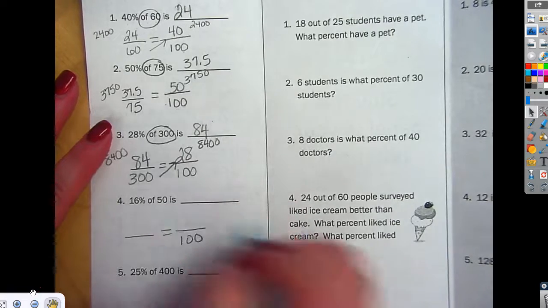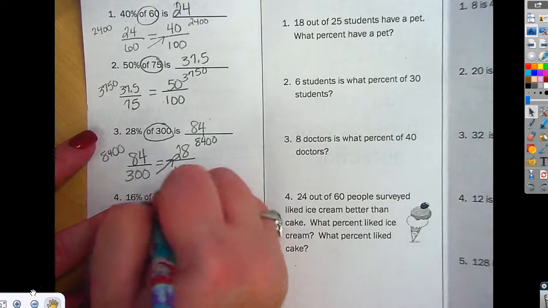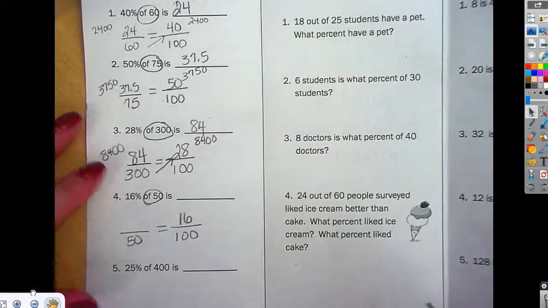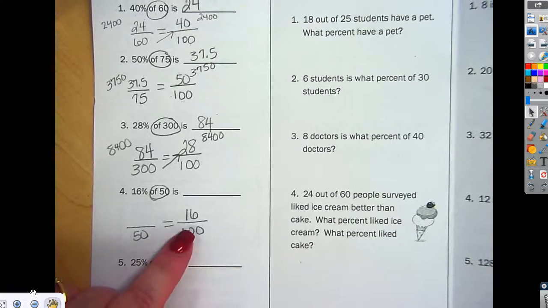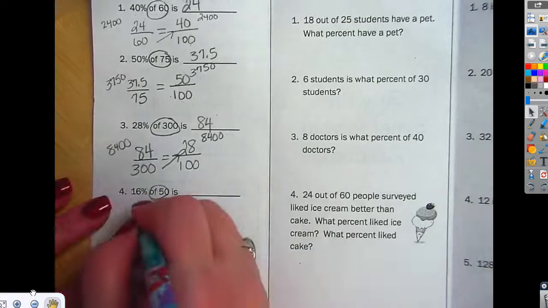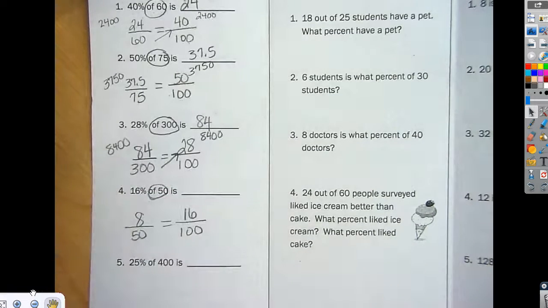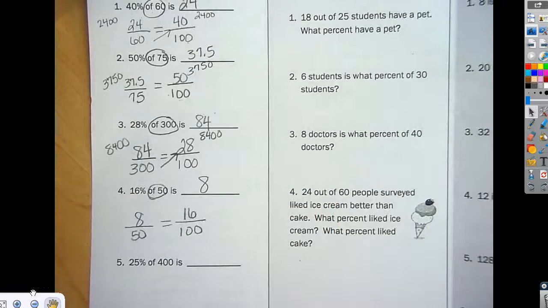So 16% goes over 100. Of 50, that's our denominator. I can tell that one just by looking at it. Anybody else? Can you tell before you even do any math? Well, the 50 is half of 100. So half of 16 is 8, right? You can cross multiply if you want to.